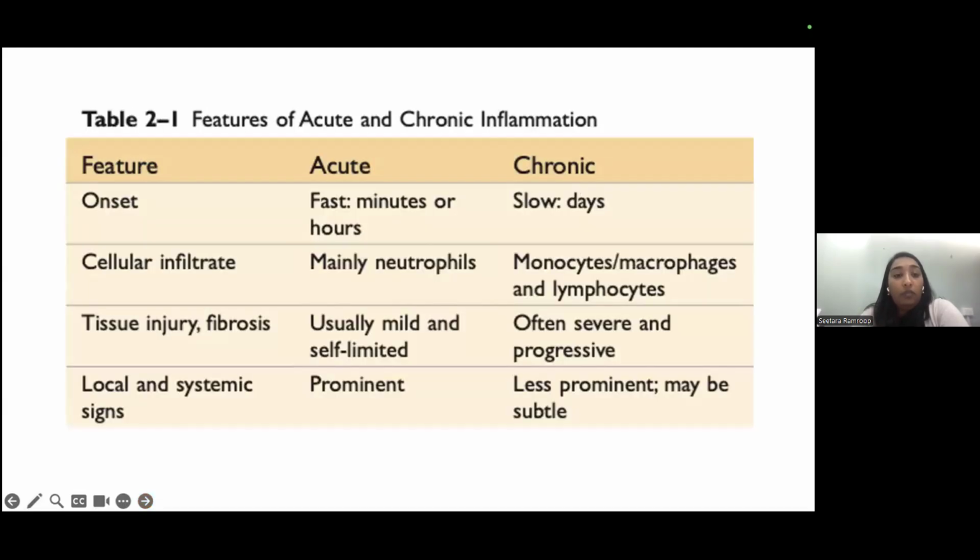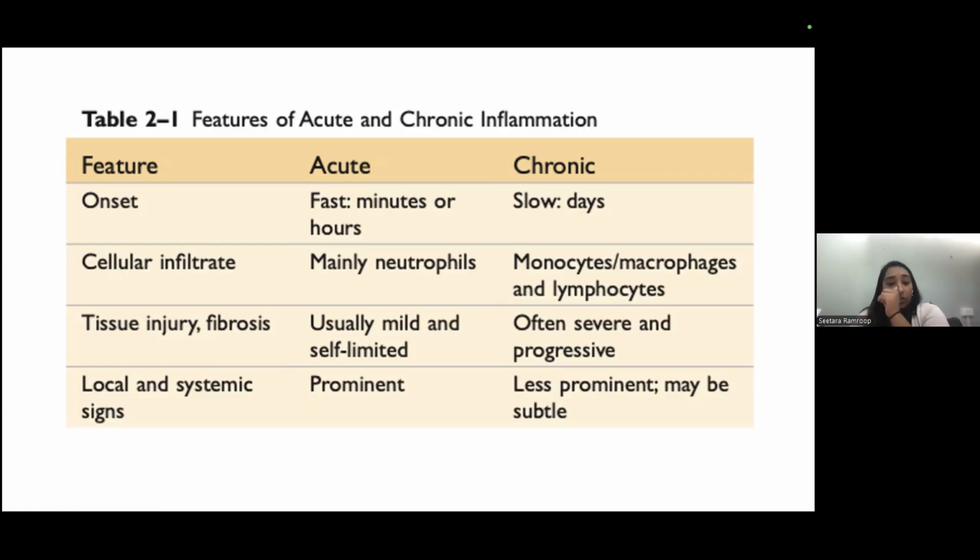These are the features of acute and chronic inflammation. Acute inflammation has a fast onset, usually occurs within minutes or hours, whereas chronic inflammation occurs over days to months. The cellular infiltrates of concern in acute inflammation would be mainly neutrophils, and with chronic inflammation, there's that of monocytes, macrophages, and lymphocytes.